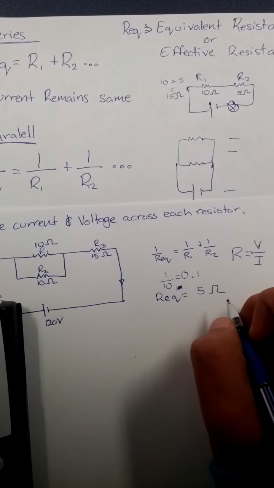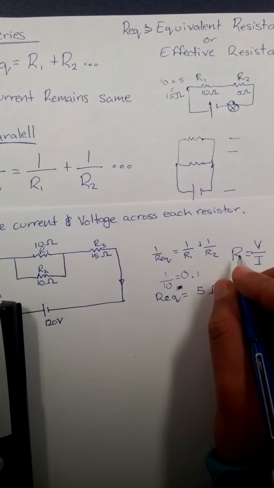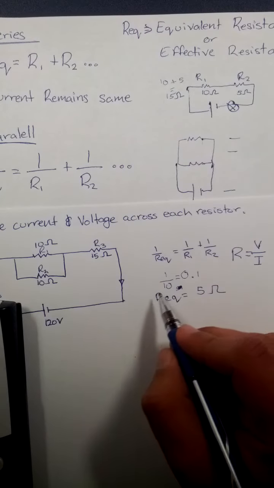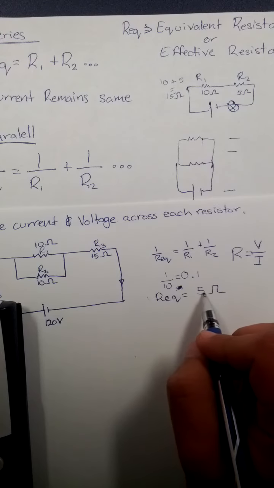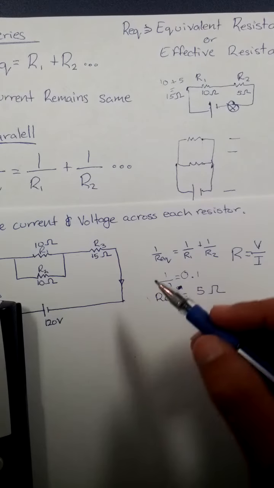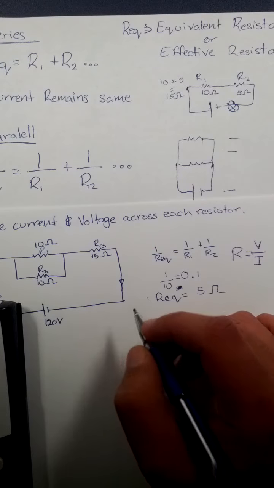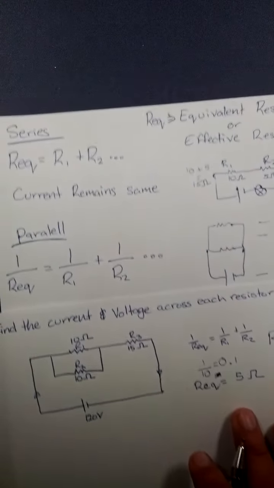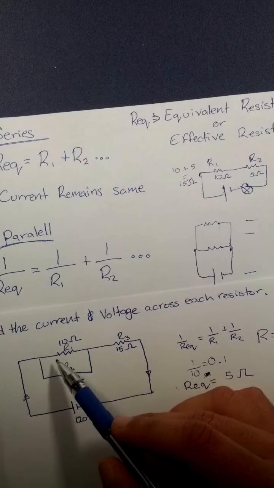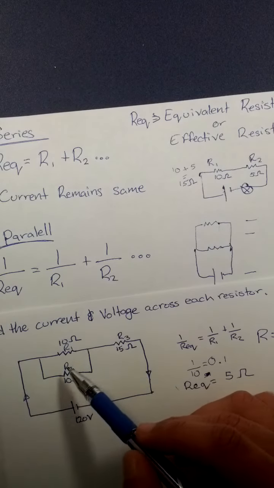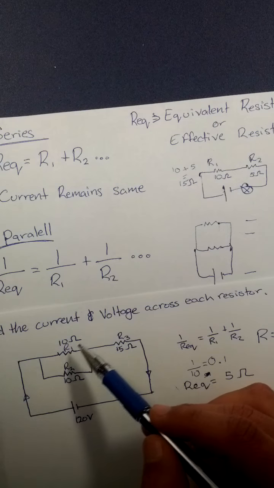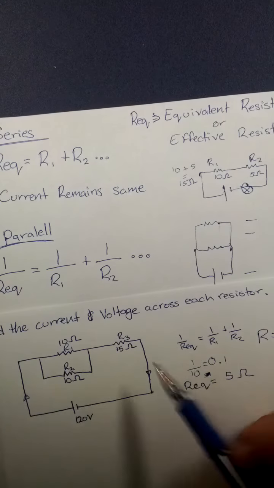In this case, instead of R, we're going to have REQ. But note that this REQ is 5 ohms, but that's only for these two together. If we wanted the complete REQ, then we would make it in the series form. Because what happened right here was, just imagine once you find the REQ, for the time being that this doesn't exist, and this is just one resistor with 5 ohms.